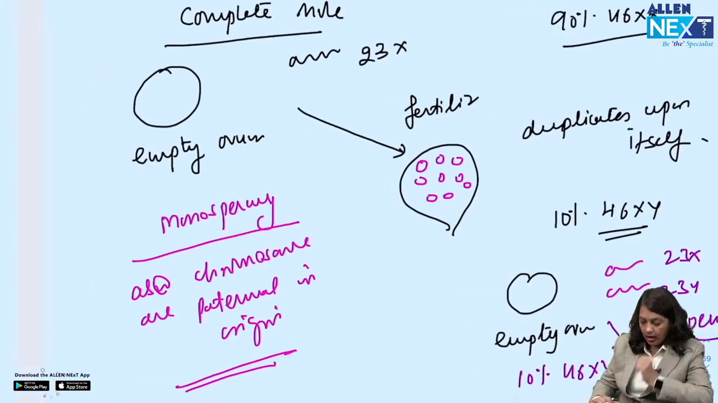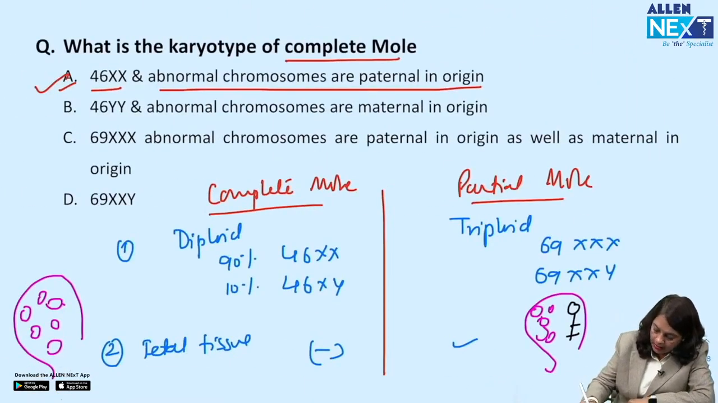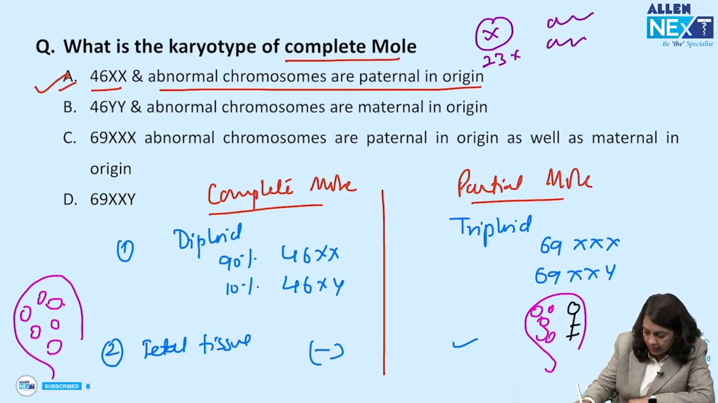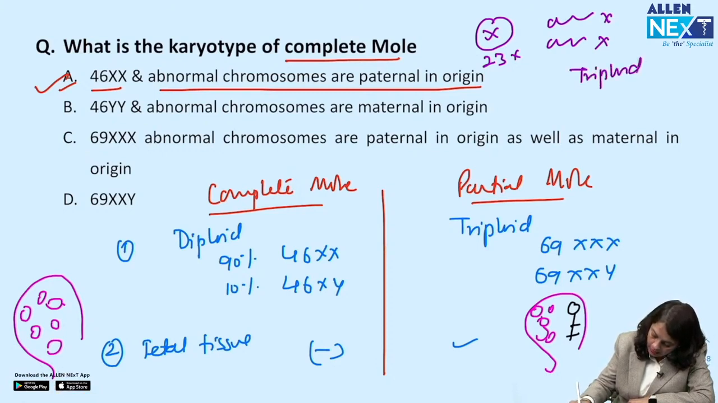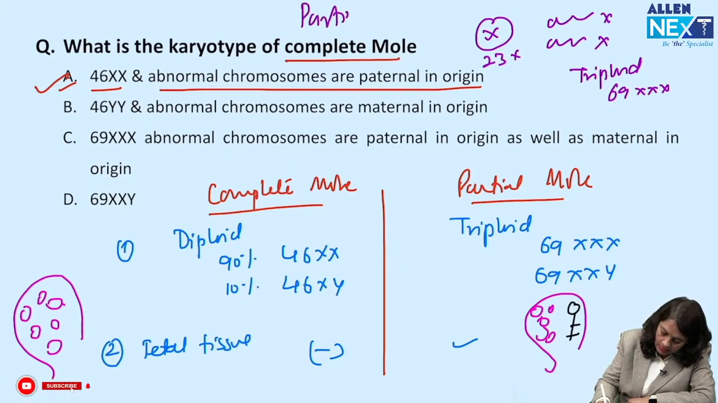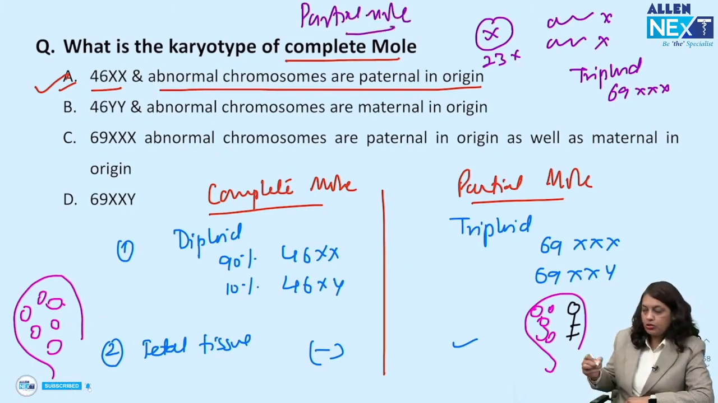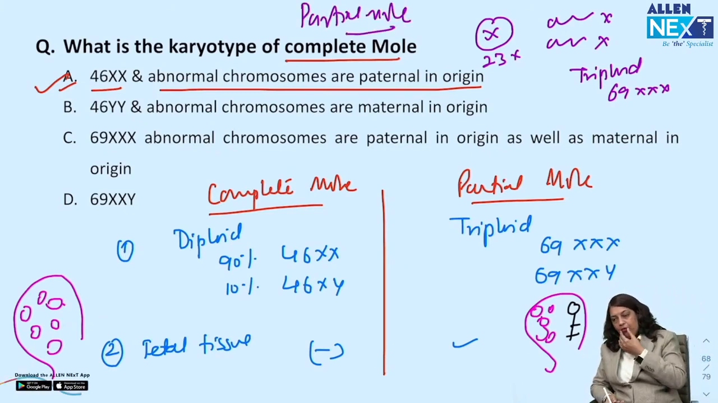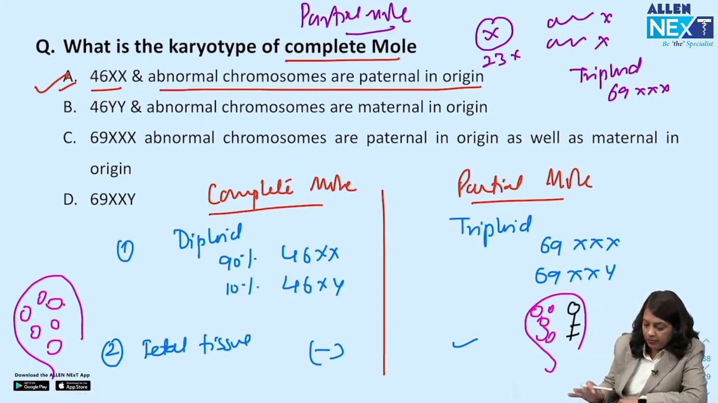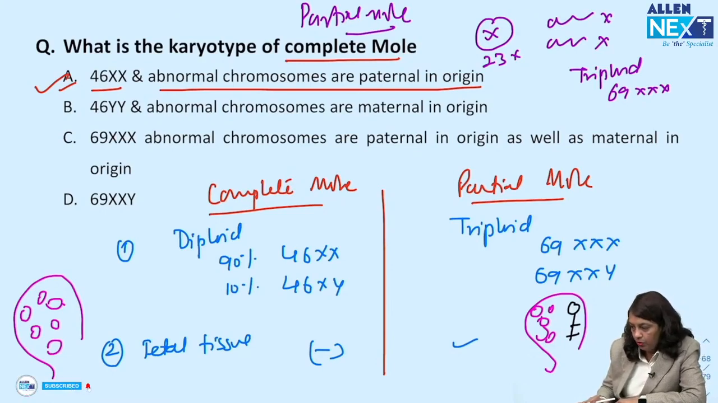Okay. Now, what about partial mole? In partial mole, the ovum has 23X chromosomes. It gets fertilized by two sperms, so it is triploid, 69XXX. This is partial mole. So abnormal chromosomes are derived from the father, and it is dispermy in partial mole and monospermy in complete mole.